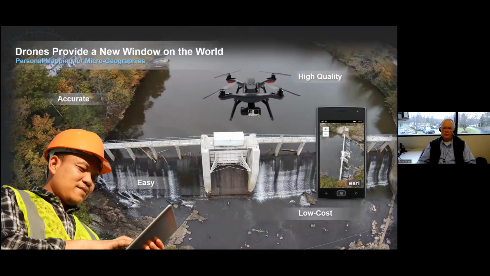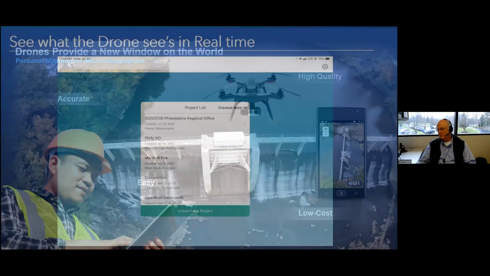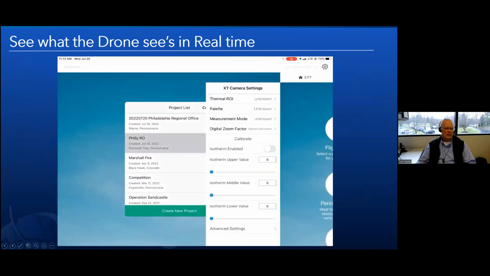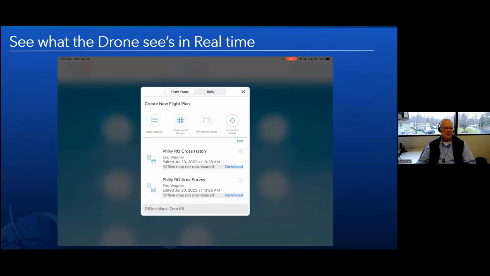Drones, we talked about it. They are just exploding. They can be accurate. They can produce high quality information. They can be fairly easy to use, and they can be low cost compared to other things like aerial. In this particular instance, I'm showing a mission where we flew the building I'm sitting in.